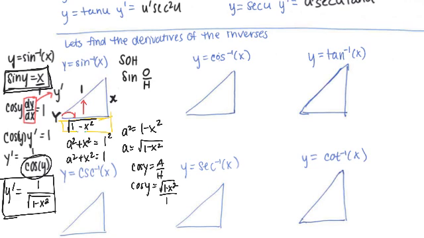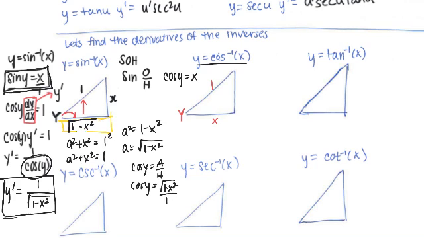Okay, let's do the same exact thing for cosine. First we're going to undo the inverse, so it's going to be cosine of y equals x. I'm going to build my triangle based on cosine. So cosine is adjacent over hypotenuse.